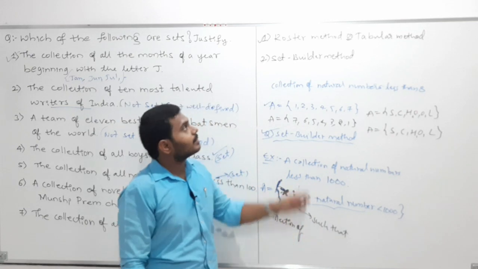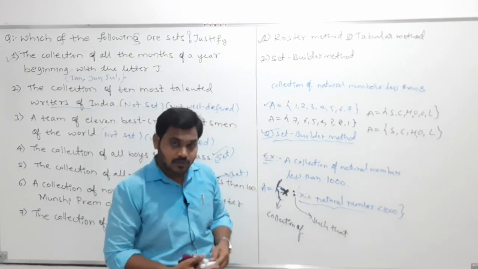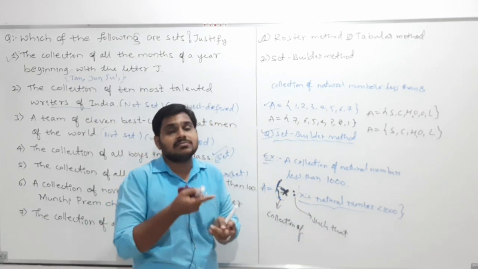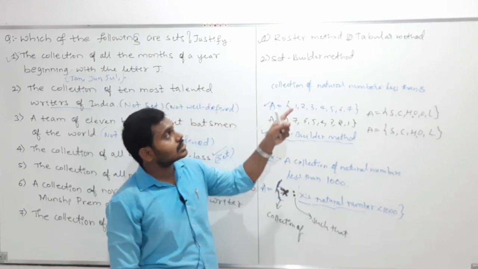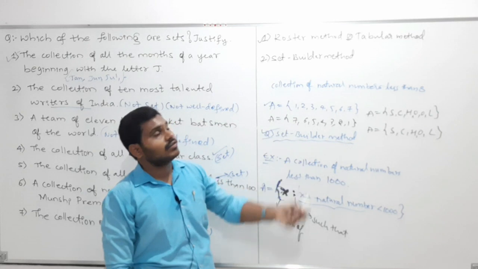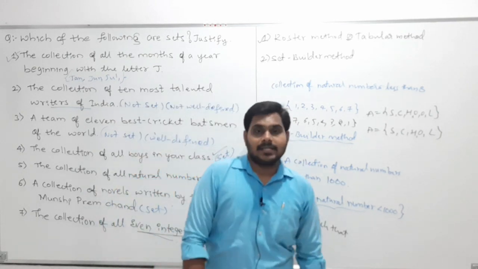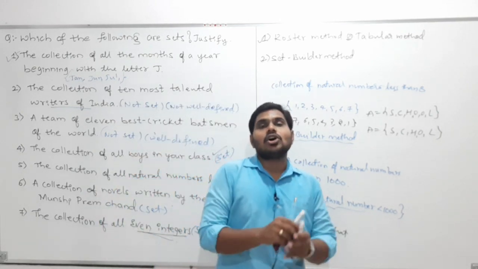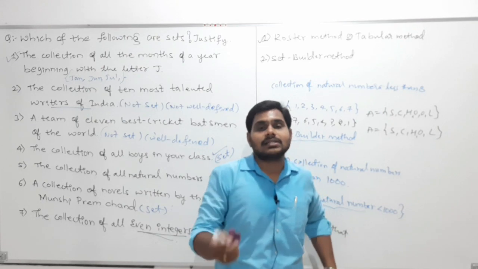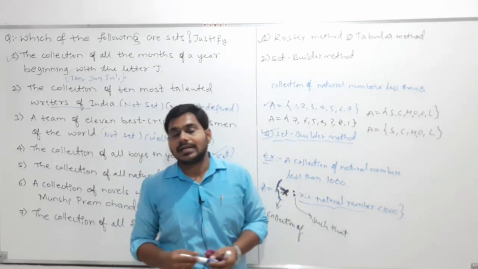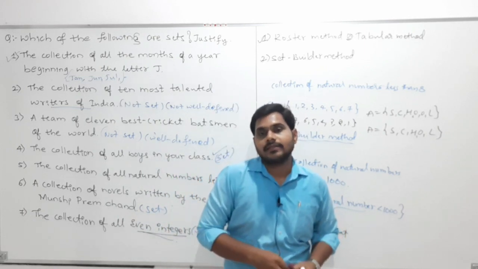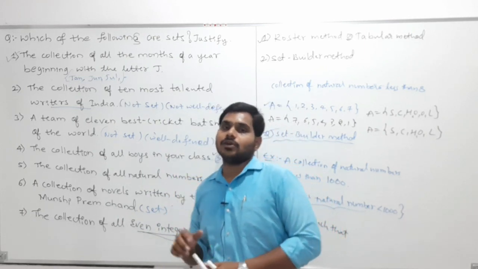So this is all about sets, my dear students. We discussed what is meant by a set, and that there are two methods to represent a set: one is the roster or tabular method, and the other is the set builder method. Am I clear? This is all about the basics, and in the next class we are going to discuss some more questions based on this. We'll continue in the next video. Thank you. If you still have any doubts, you can comment.